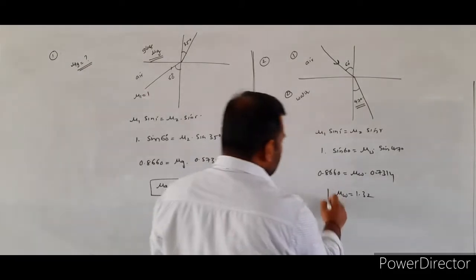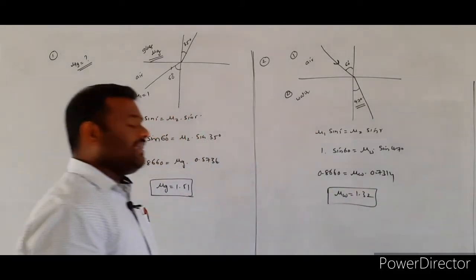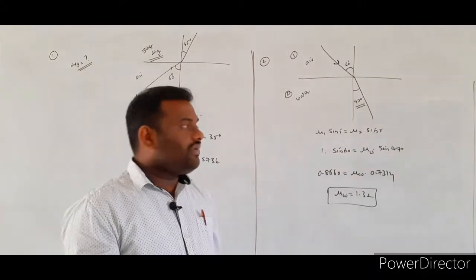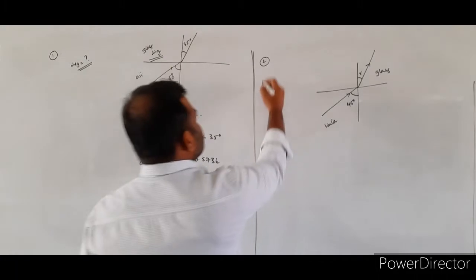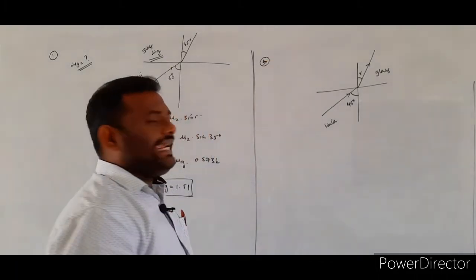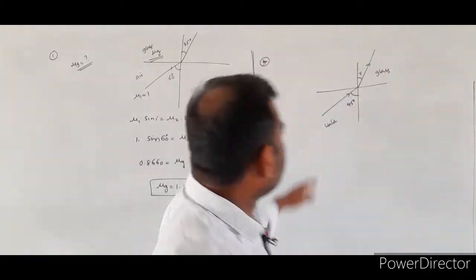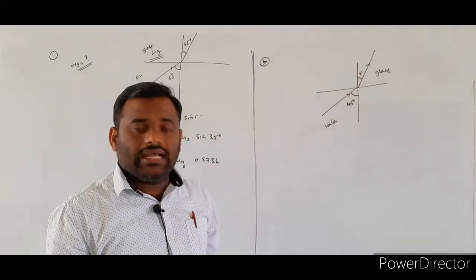So from case 1 you got the refractive index of the glass, and from case 2 you got the refractive index of the water. Now we will discuss case 3. In case 3, the light is traveling from the water medium to the glass medium.